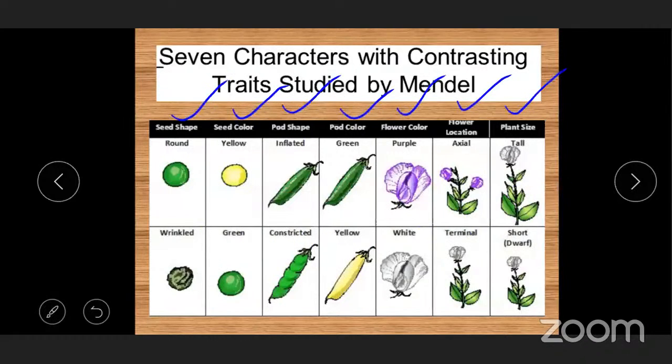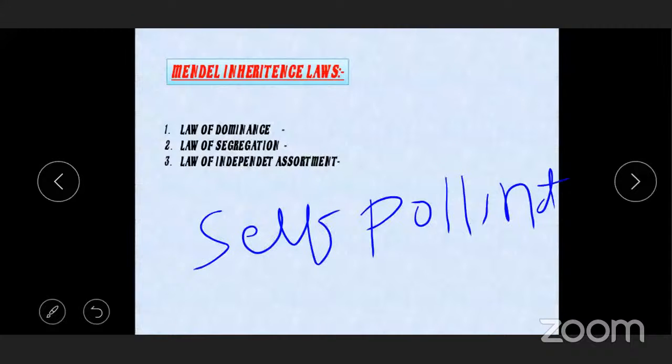These 7 sets of characters, these 14 characters, are known as true breeding traits. Here, there are 14 pure breeding plants: 1, 2, 3, up to 14. With these 7 pairs, Mendel experimented on pea plants of these 14 pure true breeding plants and proposed 3 inheritance laws.